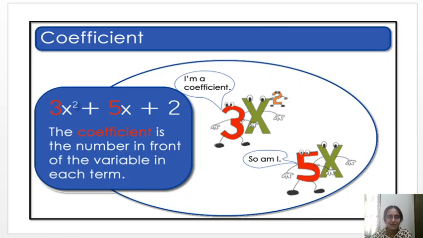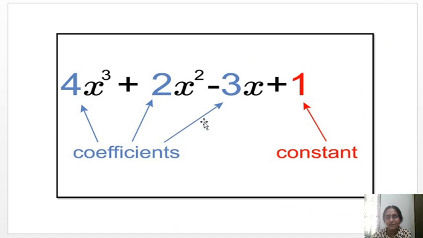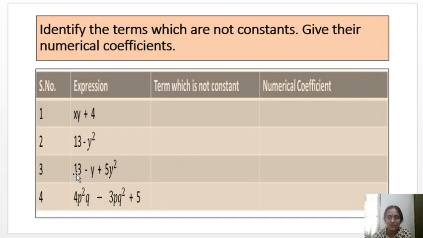We will get more clarity between coefficient and constant with one more example: 4x cube plus 2x square minus 3x plus 1. Here 4, 2 and minus 3 are in front of the variables, so they are the numerical coefficients of this expression. 1 is the constant term of this expression. So please take care to note the difference between coefficient and constant. Don't confuse coefficient and constant.